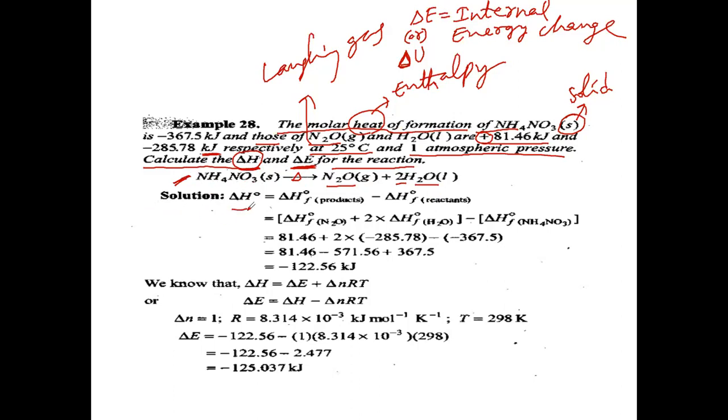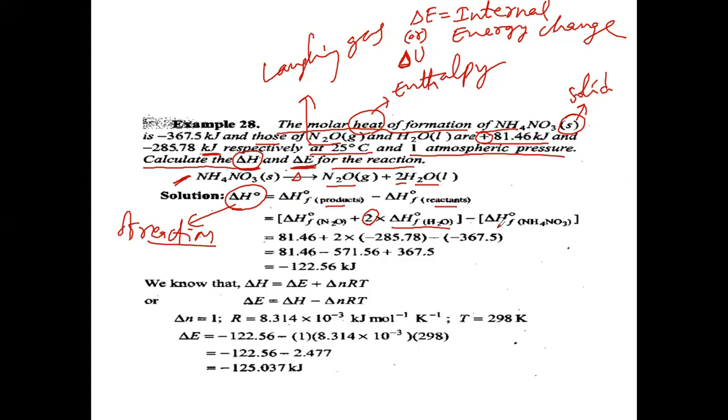Now see, the standard enthalpy change of the given reaction. For the total reaction, the standard enthalpy change is equal to what? The standard enthalpy of formation of products minus standard enthalpy of formation of reactants. Now, what are the products here? 1 mole of N2O, 2 moles of H2O. That's why enthalpy of formation of N2O plus 2 into enthalpy of formation of H2O, minus.